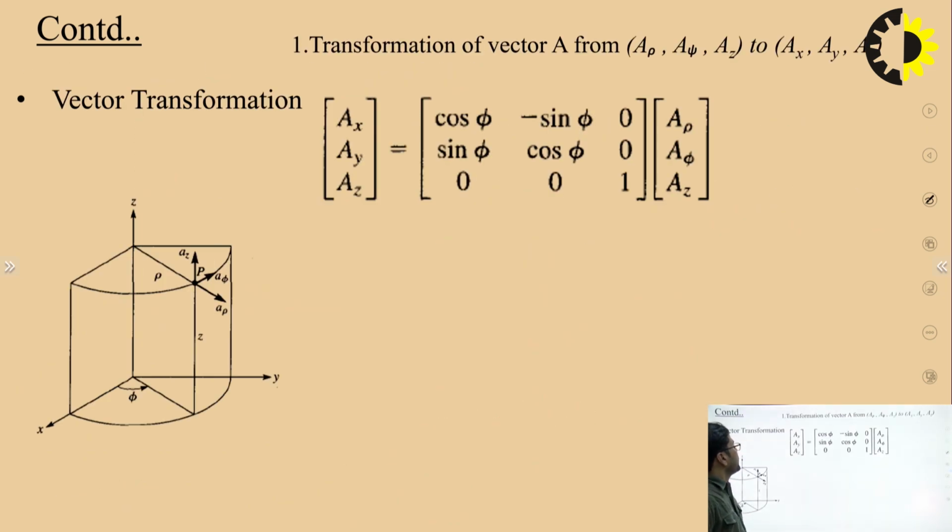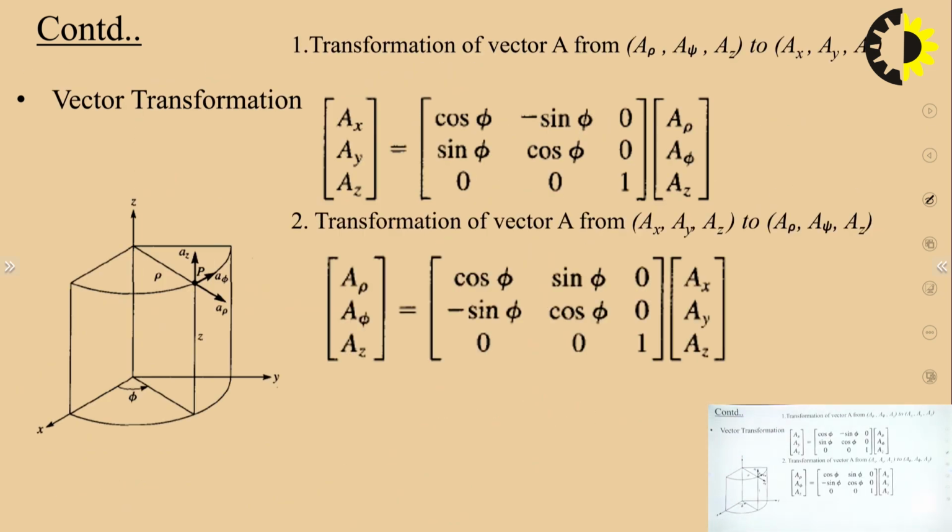Now, the vector transformation of the cylindrical coordinate system into the Cartesian coordinate system. You can see this is a transformation matrix that I have written over here. So, you know the values of a rho, a phi, a z in the cylindrical coordinate system, and you want to find this vector quantity in the Cartesian coordinate system. Then you need to take this matrix transformation. This is the matrix you need to understand.